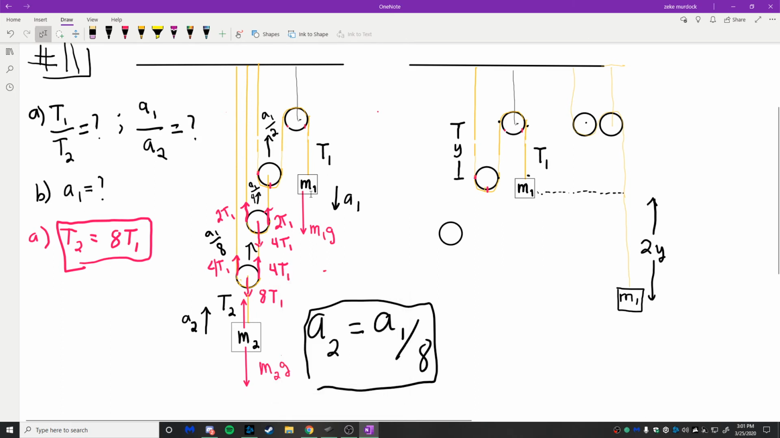The point is that if I want to put a small amount of weight on here and lift an object here, then I'm going to have to pull this one farther to get the other one to go up. Does that make sense to you guys? You're going to have to do the same amount of work to pull it down as the work that's done on this object to make it go up. And that's why this one would only move 1/8 as far, or have 1/8 the acceleration of this object here.